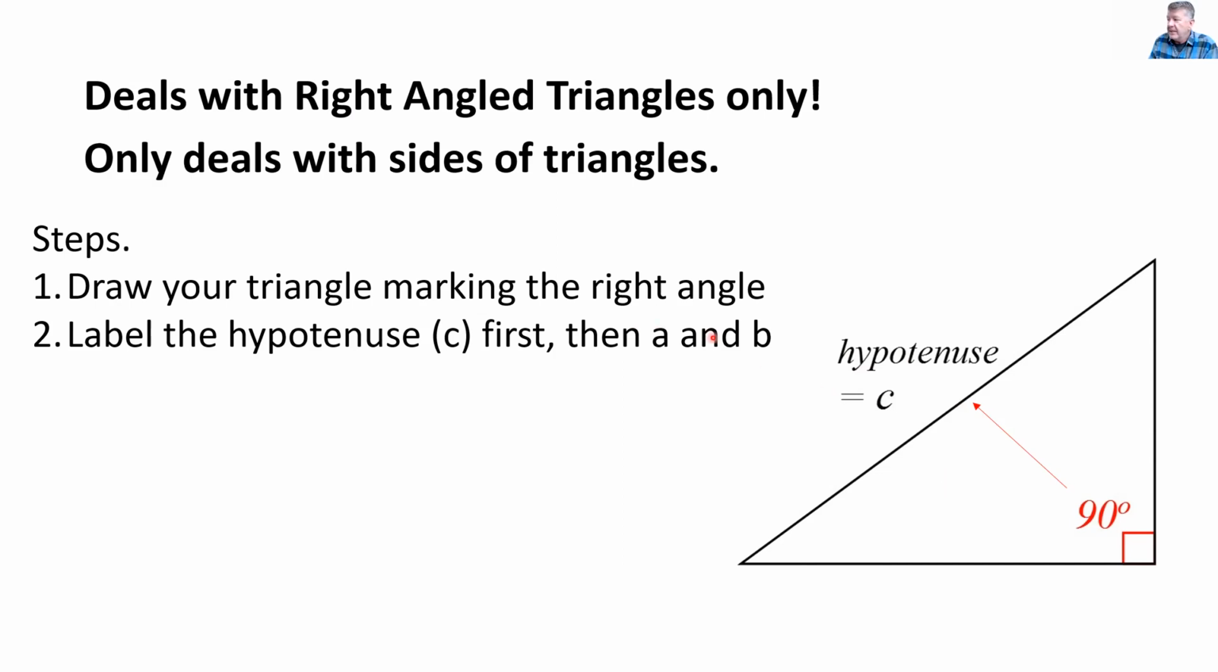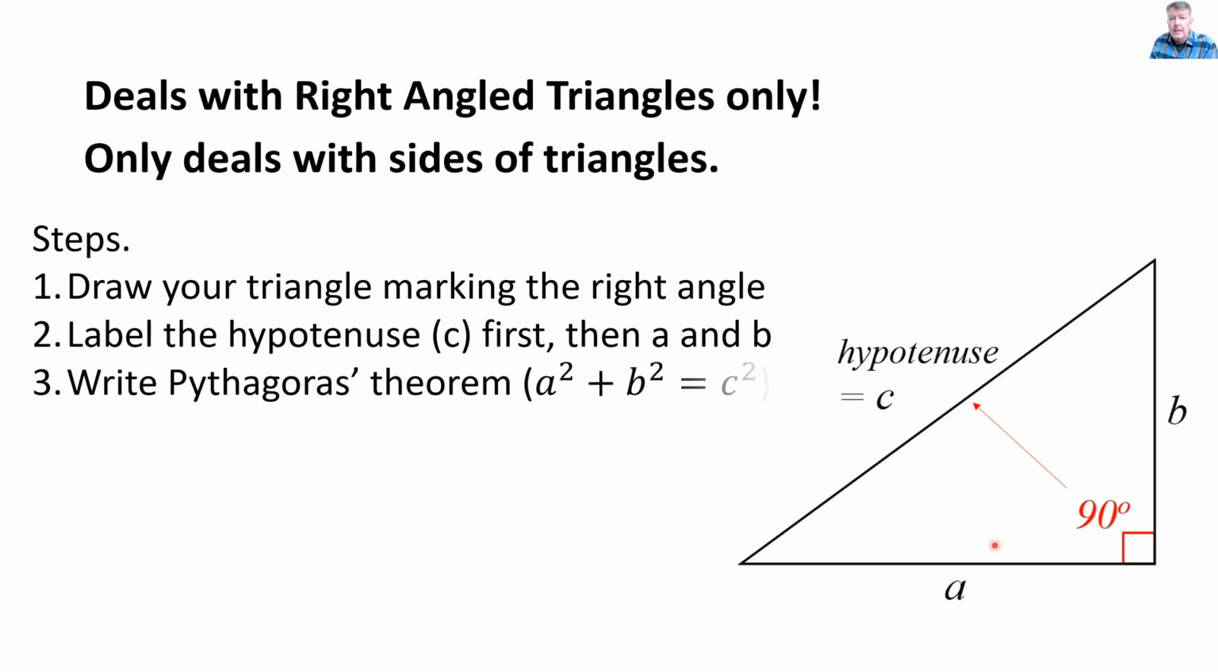Now, the A and the B, the other two sides, doesn't actually matter. That can be A, that can be B, or that can be B and that can be A. Doesn't actually matter. All right, third one. Always, please, most important, write Pythagoras' theorem out. A squared plus B squared equals C squared. When you're doing your working, that's always the first thing you should do. Please don't leave it out. It just stops so many silly errors.